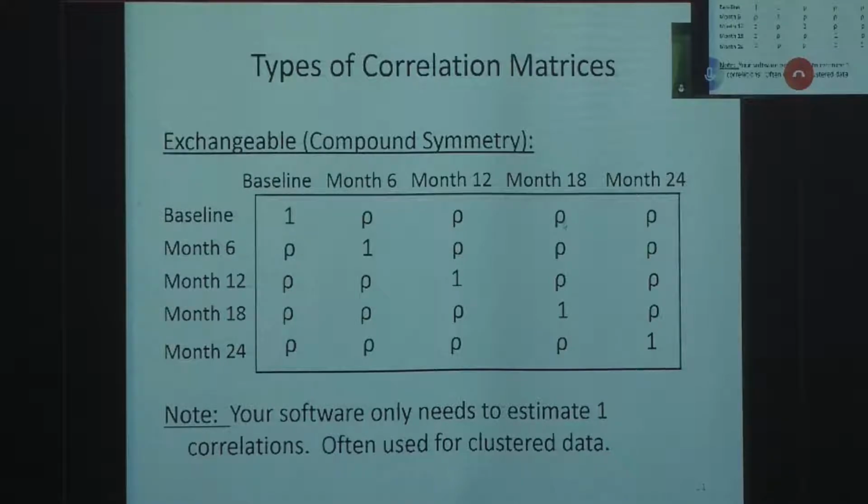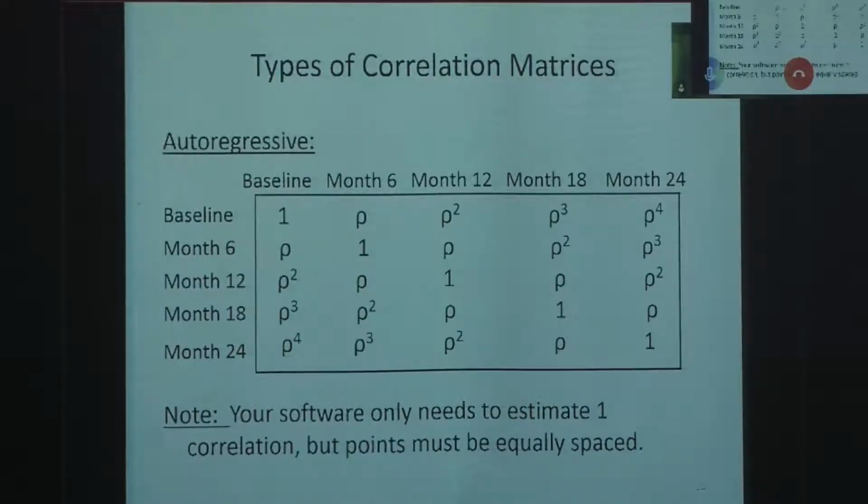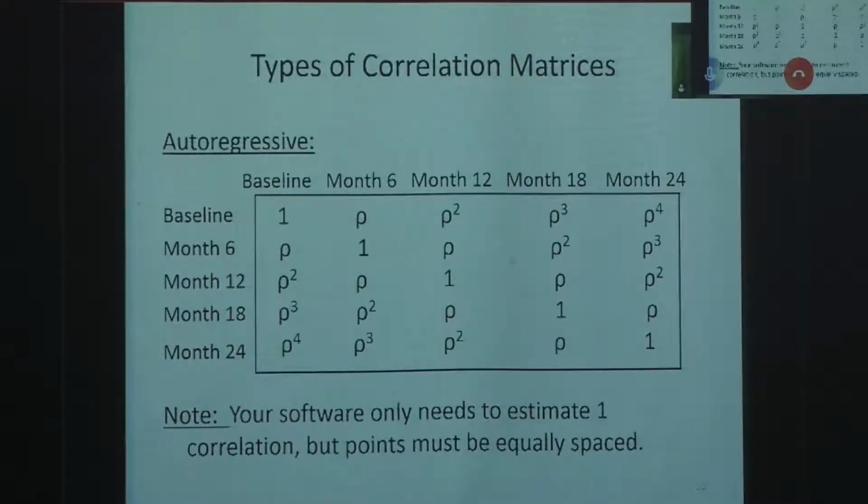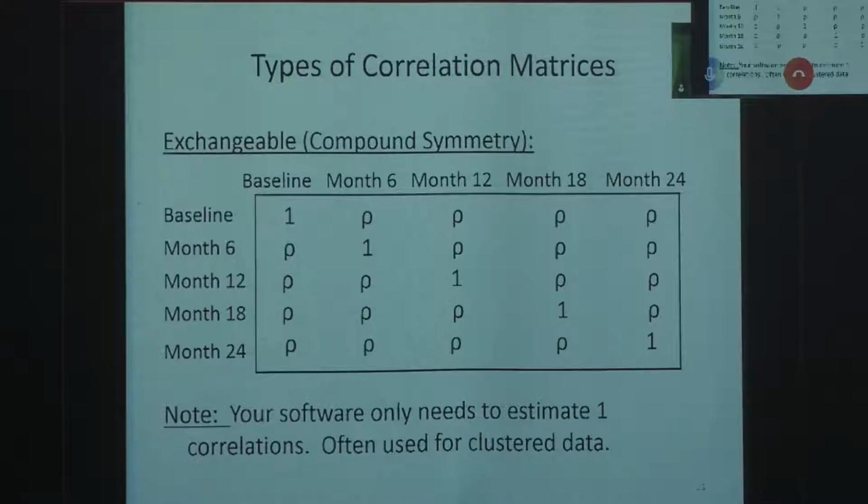Exactly the same as between CD4 counts 18 months apart? I would hope your answer is no. I would expect the correlation to decline over time or to change over time, but I wouldn't expect it to be exactly the same over time. So this, again, has a name, exchangeable, and also compound symmetry. They're synonyms. This would not be a reasonable model for a longitudinal study.